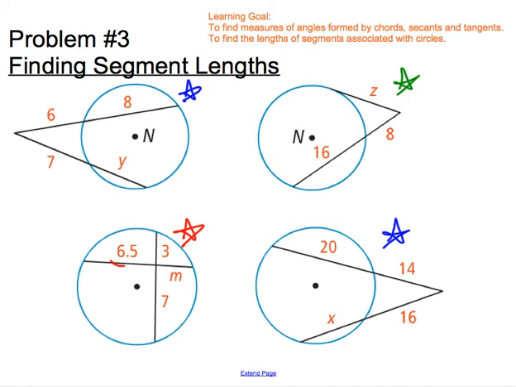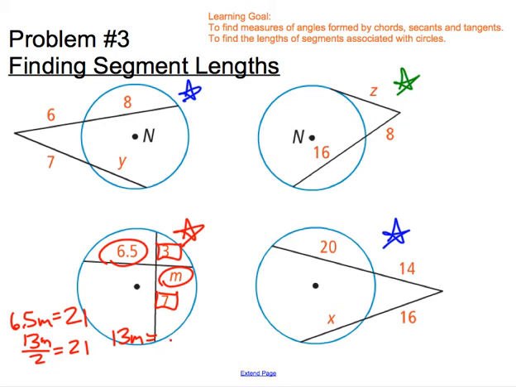So with the formulas written down, we can see that we want to multiply 6.5 times m, and that's going to equal 3 times 7, or 21. So I'm going to write this as 13m over 2 equals 21. So then 13m is going to equal 42, and therefore m is going to equal 42 over 13. And to the nearest tenth, this is about 3.2.